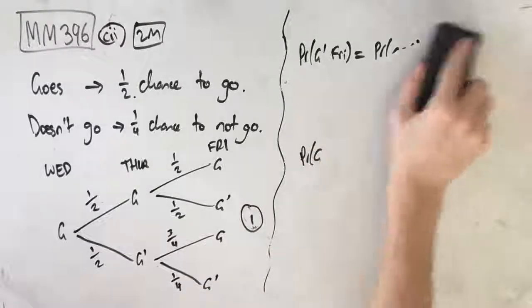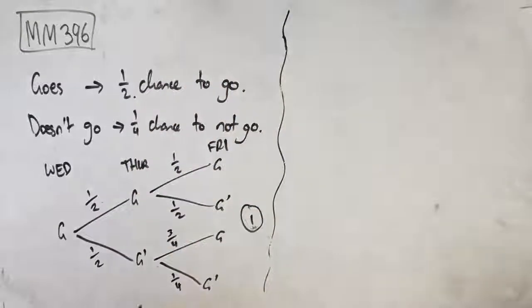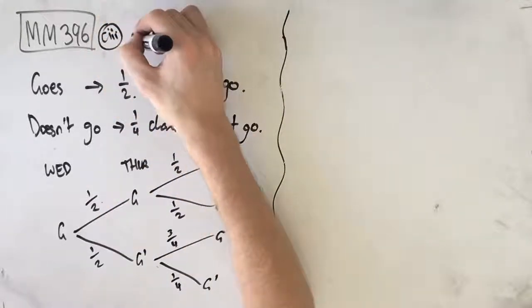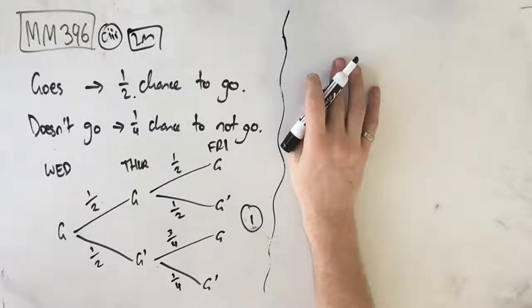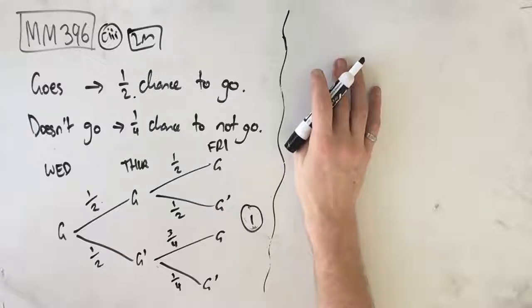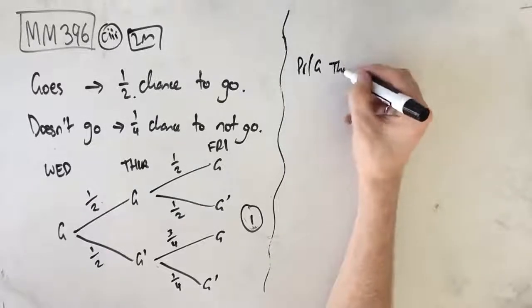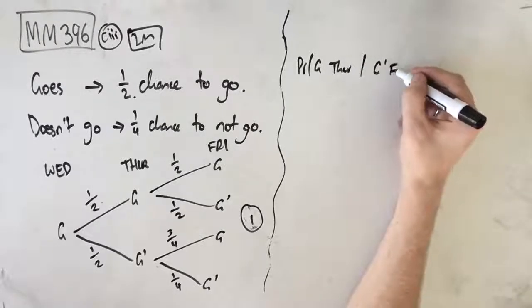Part C(iii) is, again, dealing with our conditional probability and our tree diagram, but we're going a little bit deeper this time into a given formula. So this question says, what's the probability that he goes to the gym on Thursday, given that he doesn't go on Friday? Okay, so what we're looking for is him going on Thursday, given that he doesn't go on the Friday.